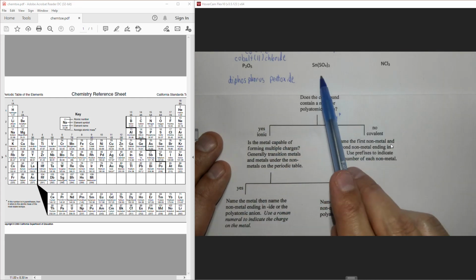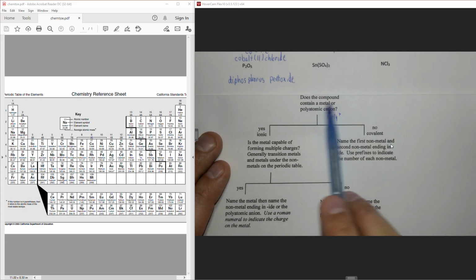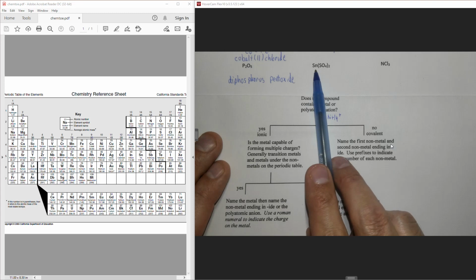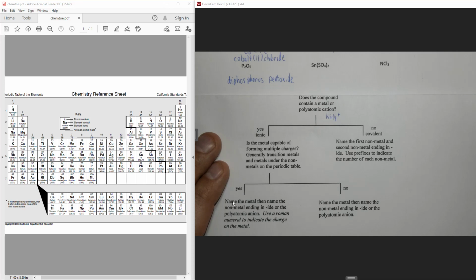Okay. We have SnSO4 twice, Sn(SO4)2. Does the compound contain a metal? Well, Sn is tin. If you're not sure, just find it. This periodic table has the names, if you can see it, along with the symbols. So Sn is right here. Is a metal capable of forming multiple charges? It's underneath these nonmetals. So tin is actually capable of forming multiple charges. Said another way, we need to use the Roman numeral to indicate the charges because we have yes, yes.